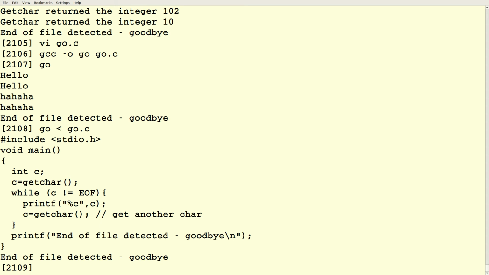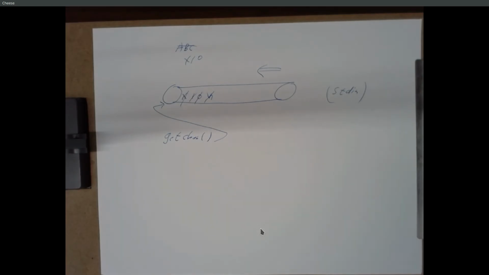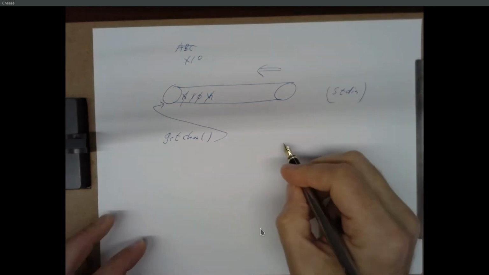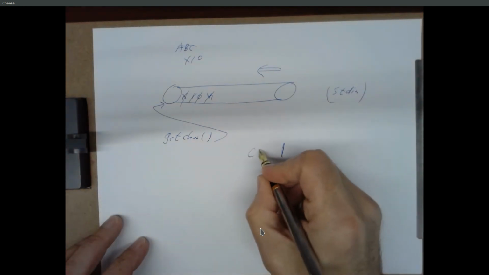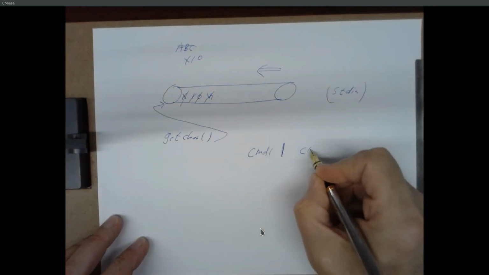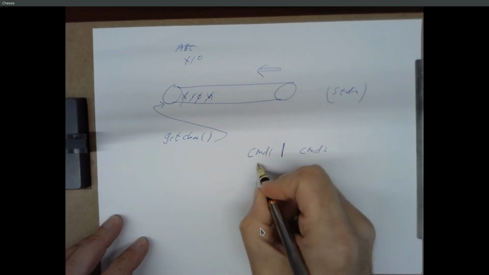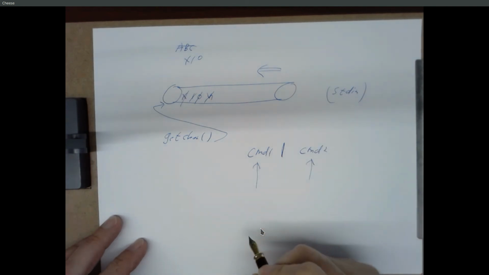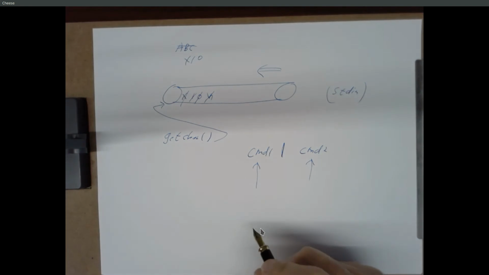The other way that we can monkey with standard in is by using this pipe, which we're also going to talk about more in a little bit. We can say command 1, pipe into command 2, and now the output of this becomes the input of that. Right, so we played with this a few weeks ago.